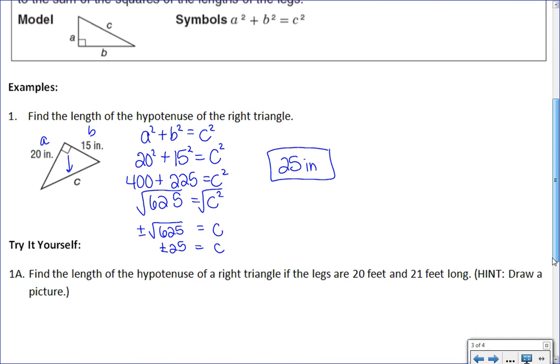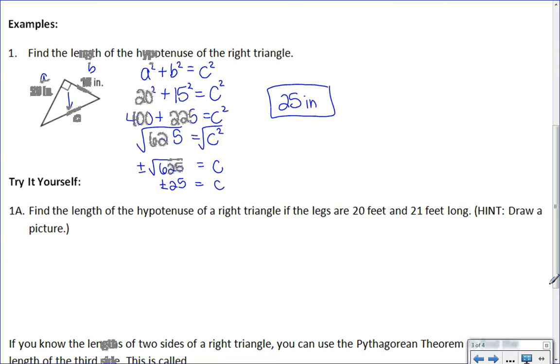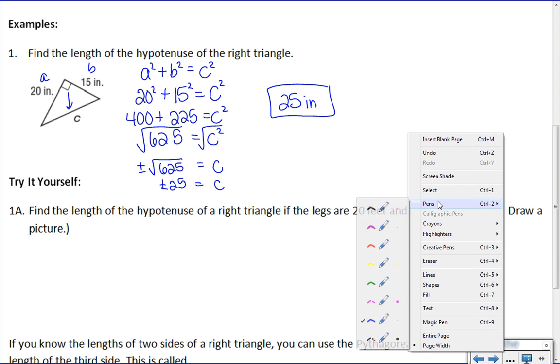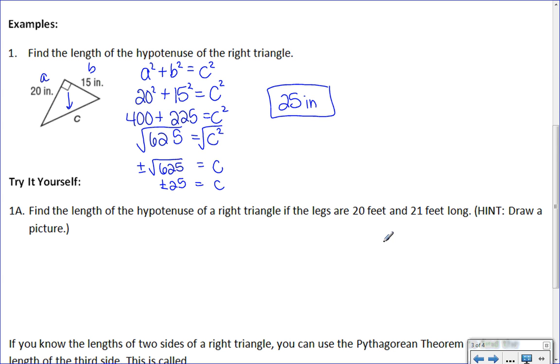Okay. There's a try-it-yourself problem for you to work through. It's going to be using Pythagorean theorem also. So go ahead and pause the video, work through that problem, and when you're ready to check your answer, press play. For this one, we should have gotten 29 feet for the hypotenuse of the right triangle.